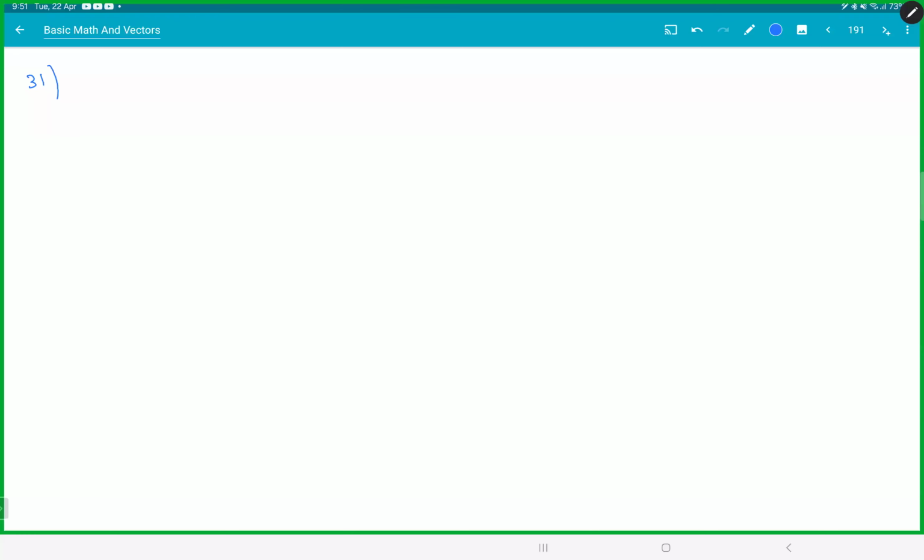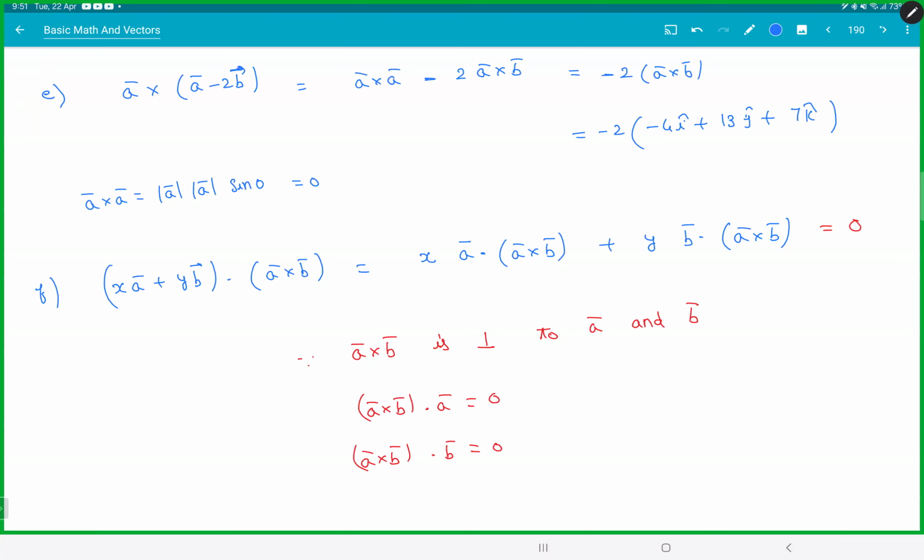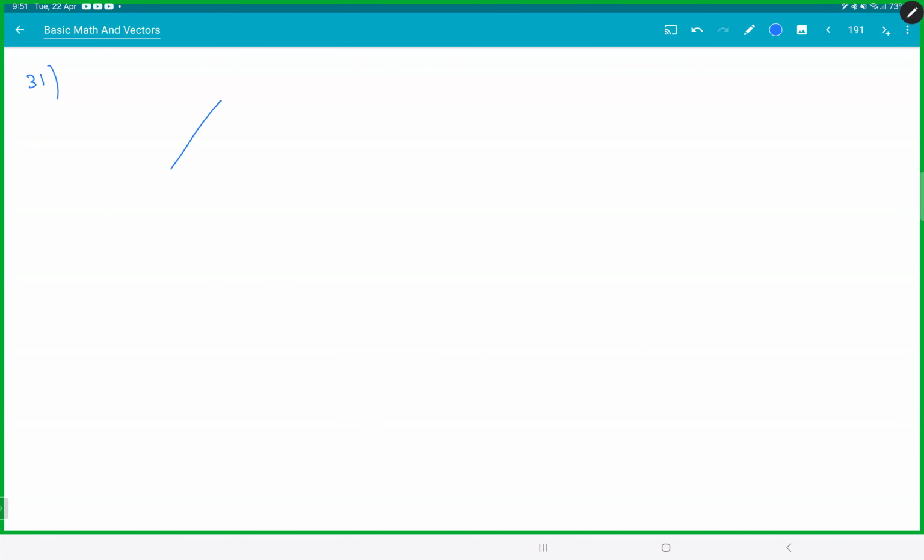Yeah, let's start off. So let's say this point is A, which is (1, 2, 1). This is B, which is (2, 3, 4). And let's say this is C, which is (-3, 1, 1). Find the area of this triangle.